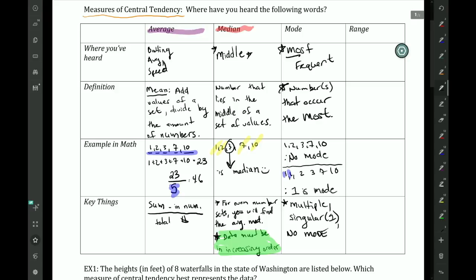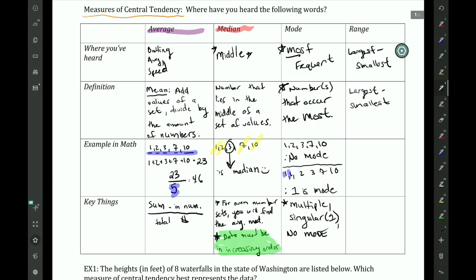Range is good old largest minus the smallest number. So the definition, again, the largest value minus the smallest value, so pretty much the same thing. No, that's not where you've heard it before, but I'll have some examples from you.